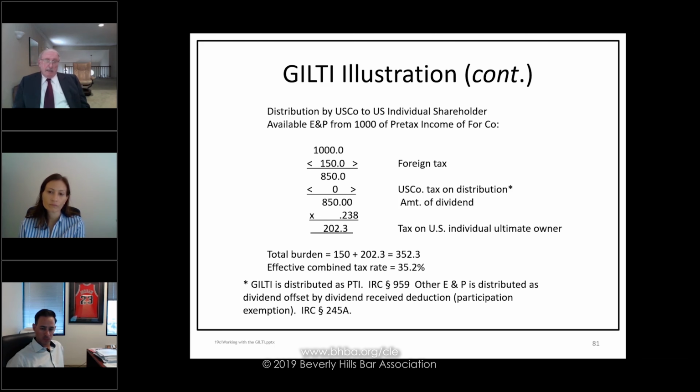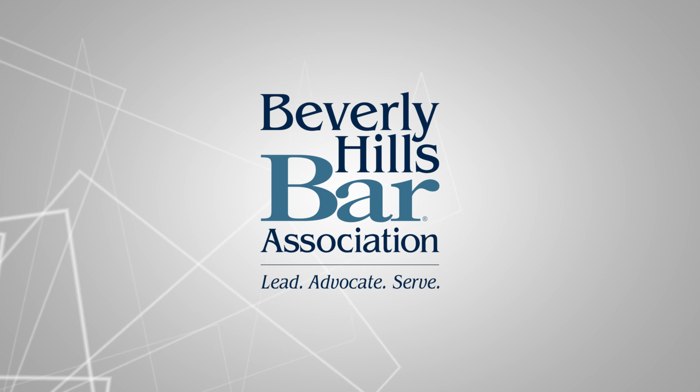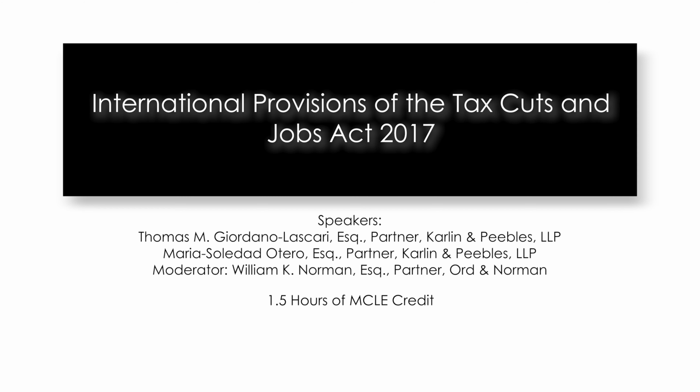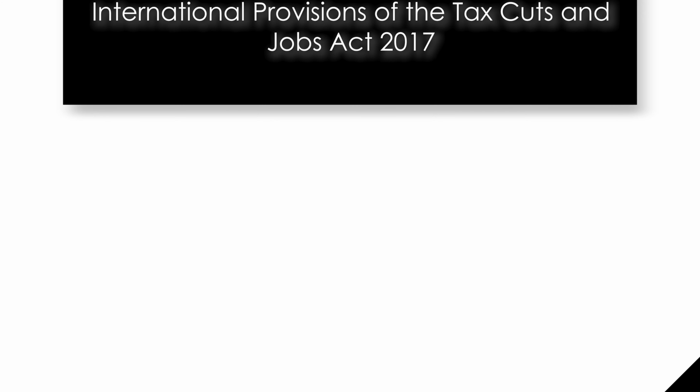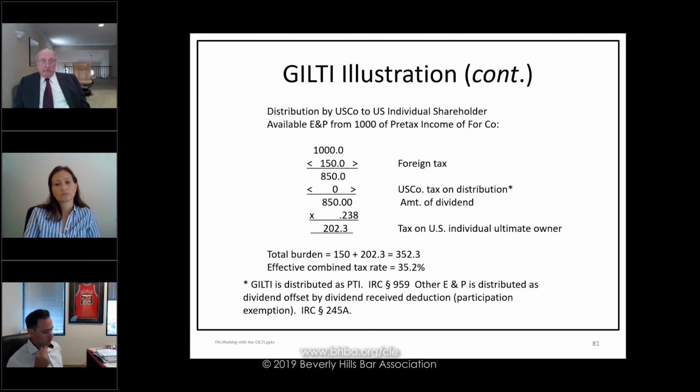And then we have the dividend on the, I'm assuming 23.8%, using the 3.8% 1411 tax. And you get a tax on the ultimate shareholder of 202. And then what's the effective rate on this?